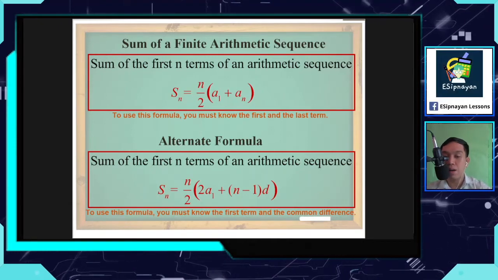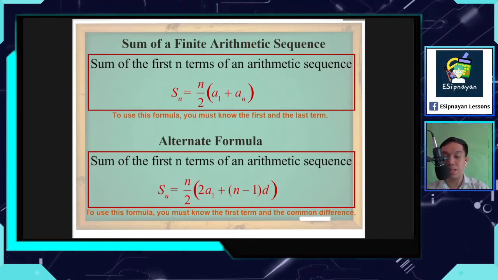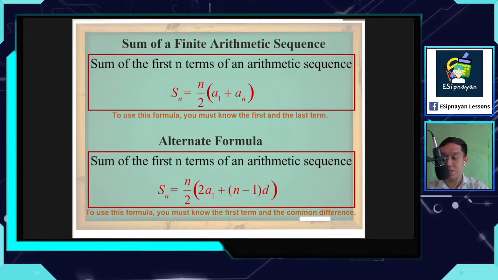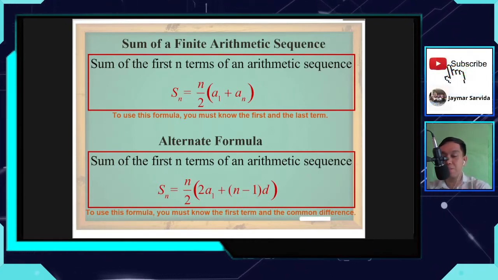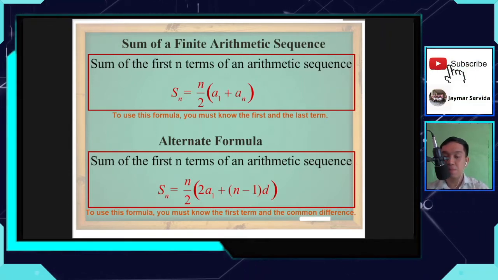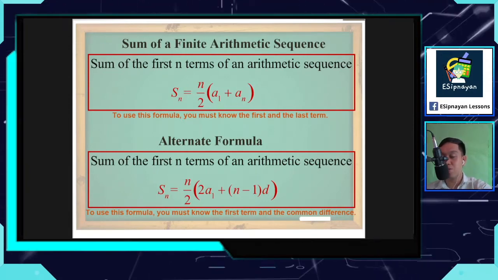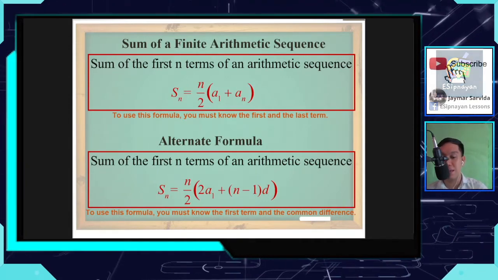Pero kapag wala siyang common difference at mayroon siyang last term, example, yung sequence ay may first term at saka last term, so pwede natin gamitin yung pinakaunang formula. Pero kapag wala siyang last term, meron siyang first term at saka common difference, itong pangalawang formula ang ating gagamitin para mas madali. Well, anyways, pwede naman natin gamitin either of these two formulas, kahit ano pa yung given natin. Okay?